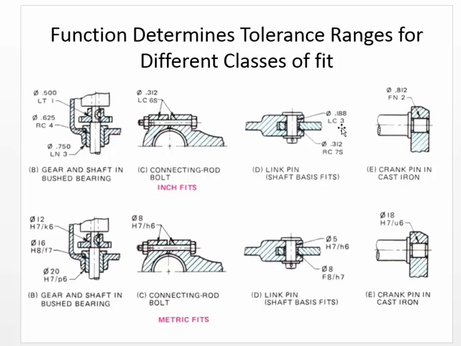Over here we have another LC, and again, that's a locational clearance. It's a small amount of clearance. This is a pin that's linked to something that's going to be pivoting back and forth. So in one case we have a locational clearance. In another case we have a running clearance. The running clearance is on the part that pivots around the pin.